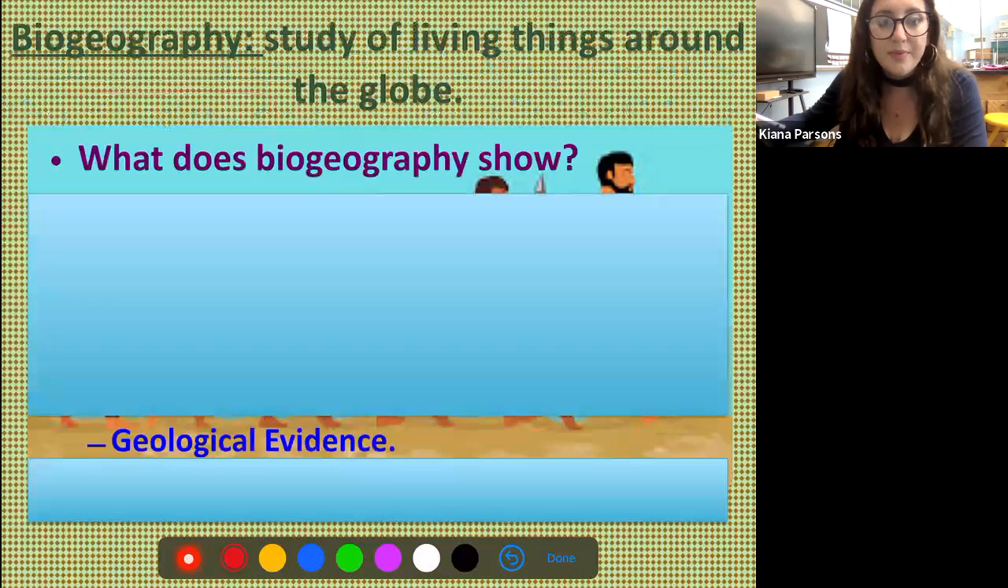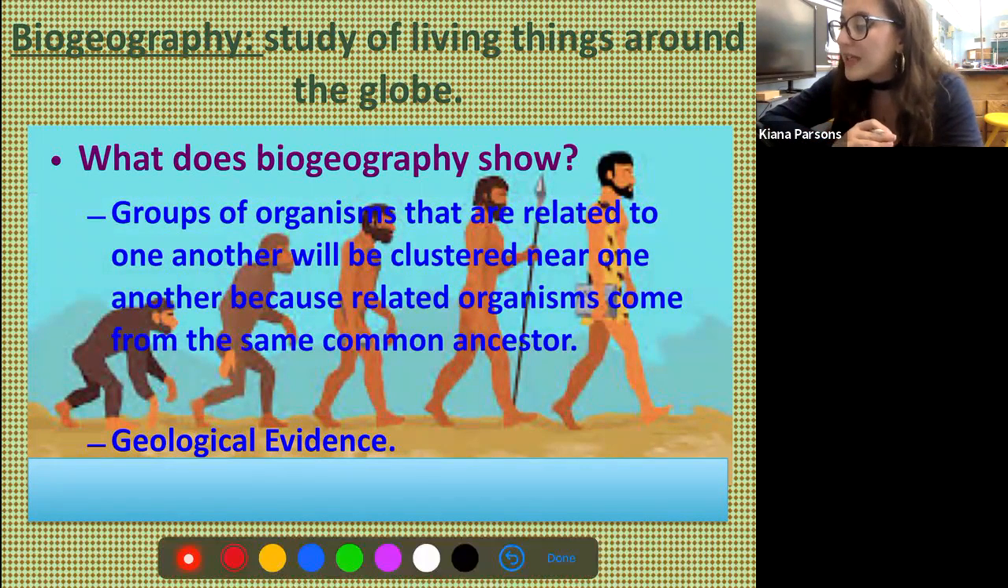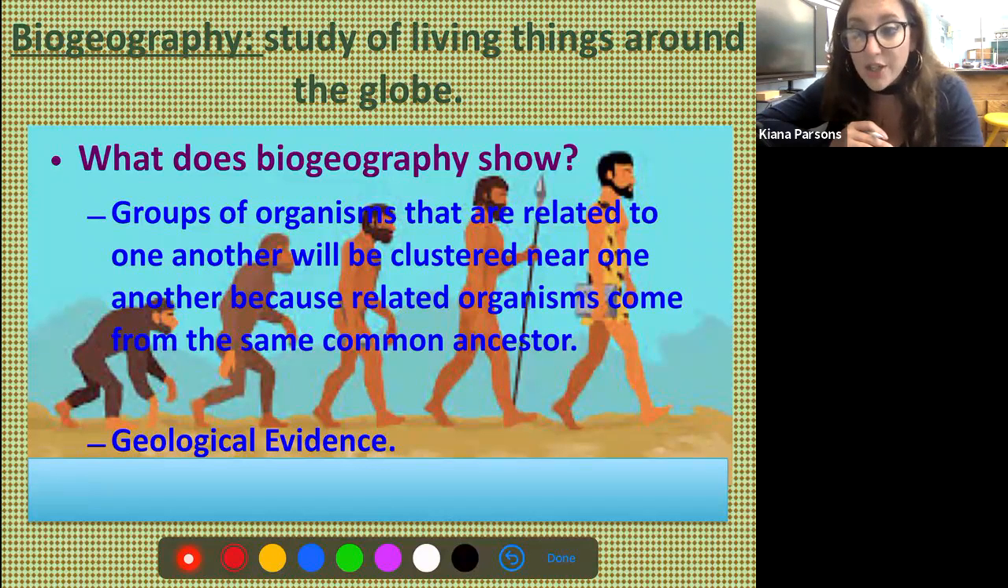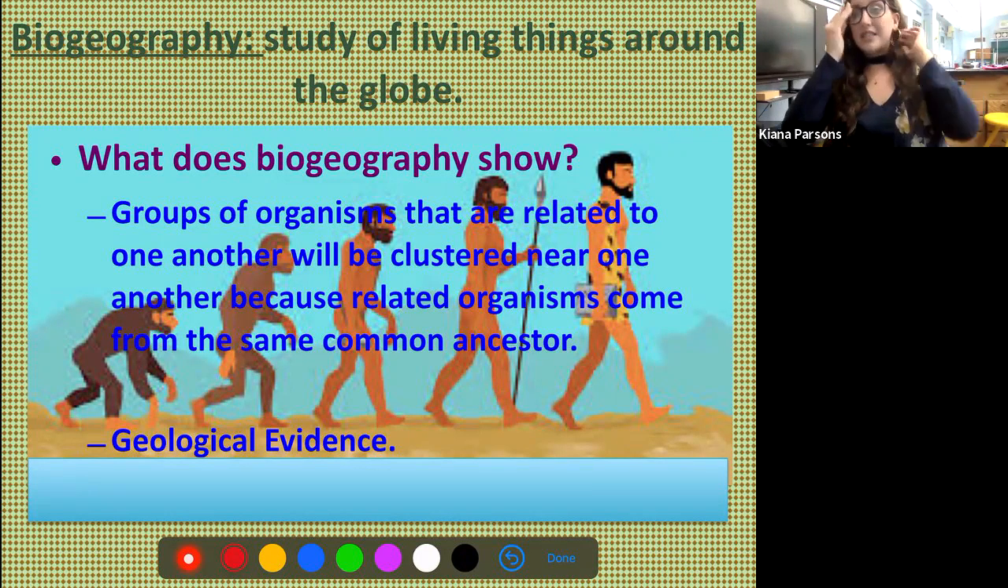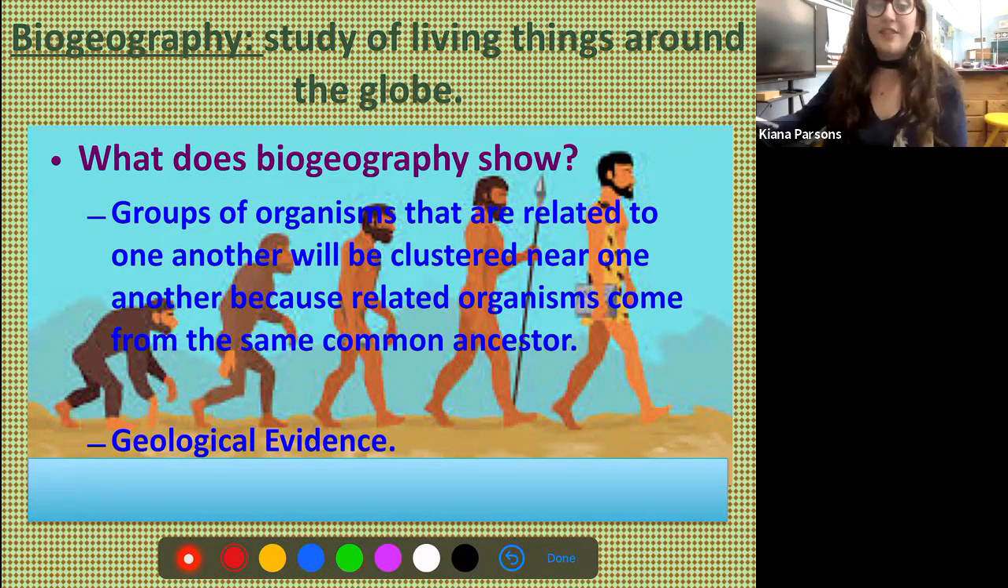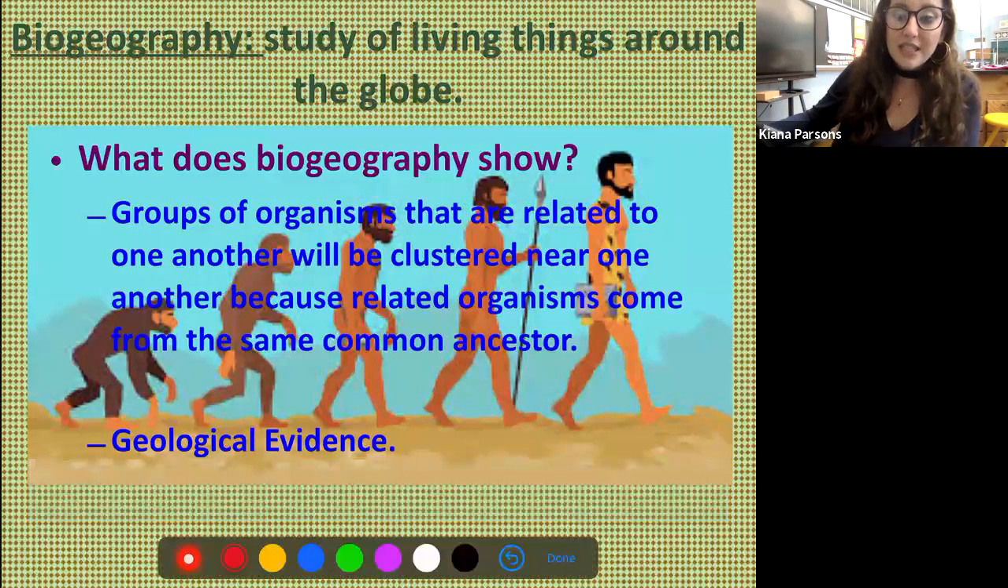All right, next one, biogeography. This is the study of living things around the globe. And what does biogeography show? That groups of organisms that are related to one another will be clustered near one another because related organisms come from the same common ancestor. So they broke off from the common ancestor at some point, but they live near each other. This is geological evidence. This is in the environment. Biogeography is geological evidence.